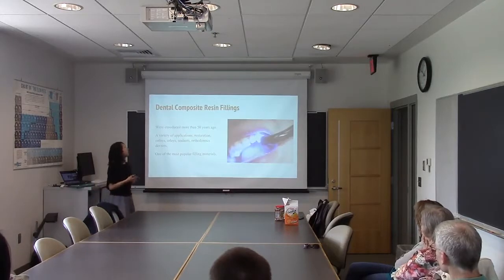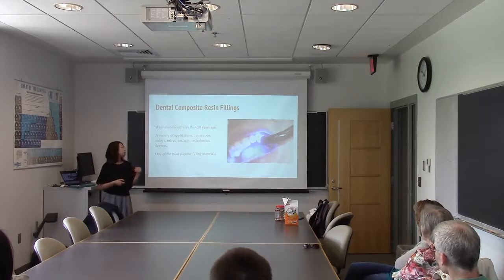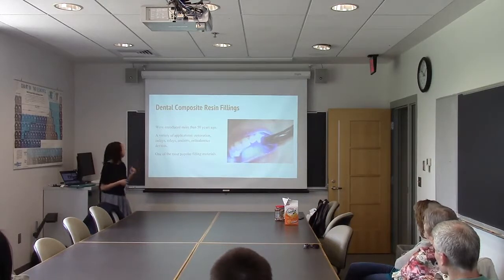But now we have a better choice, at least aesthetic-wise, because we really don't want anything silver-looking on our teeth, especially the front teeth. So now we have dental composite resin fillings. It really looks like natural teeth. And it is way younger; it was introduced 50 years ago. And it has more applications other than just restoration, although I mainly talk about restoration. And it is still one of the most popular filling materials, at least aesthetic-wise.